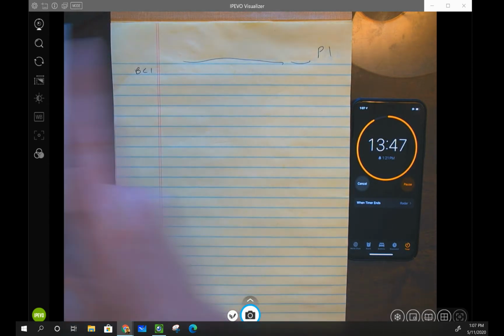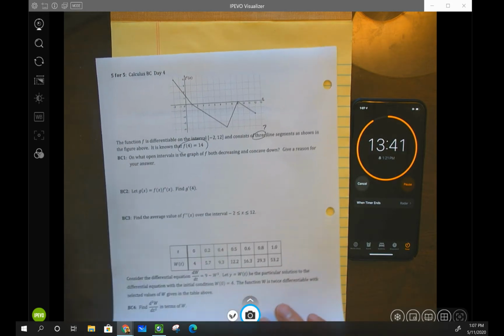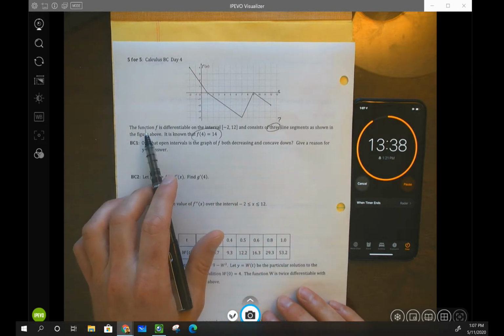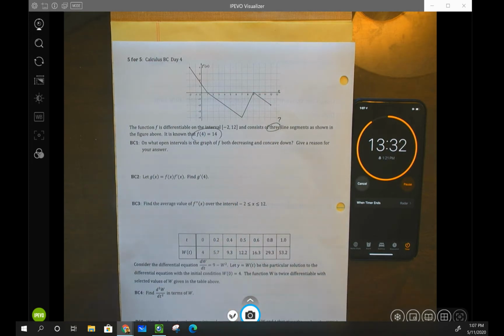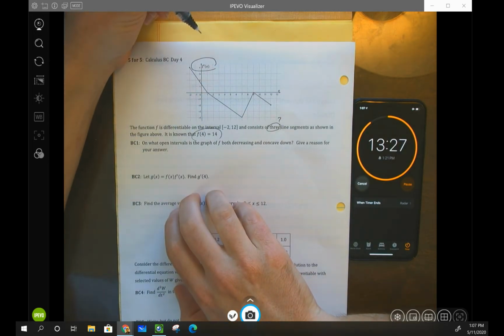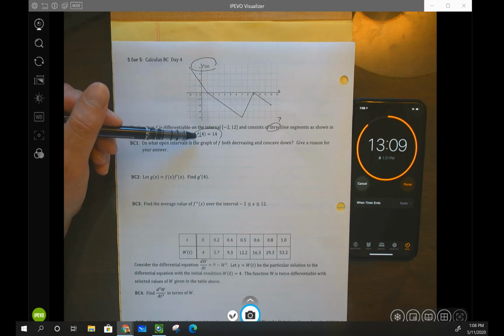Wait a second. Are we given f or f prime? This is pretty tough. Well, it doesn't say in the directions. It says f is differentiable. Oh my gosh. This is a bad question. So I'm going to assume what I see. I'm going to assume this is f prime shown, because otherwise there is no concavity, right? So this is the f prime graph, and we know an initial condition of the f graph. I think that's the way to go.